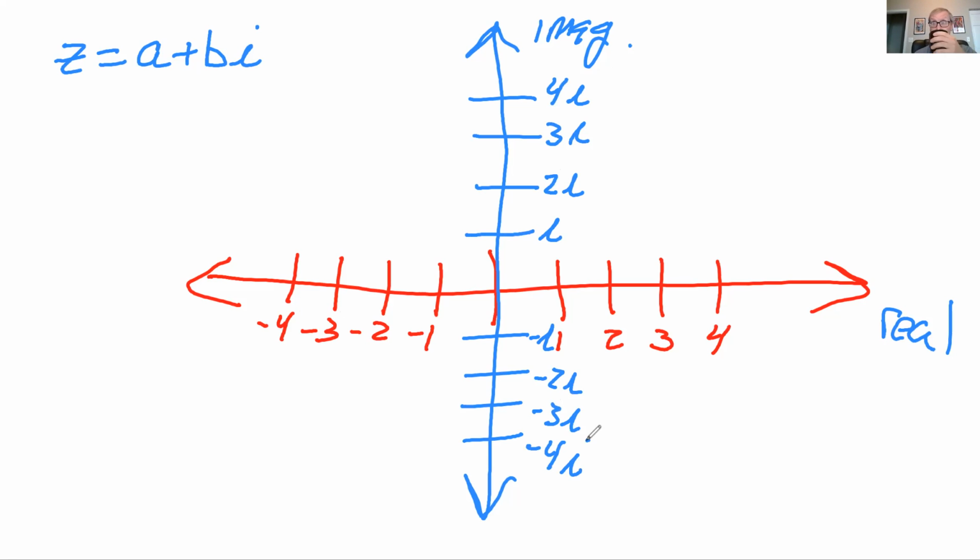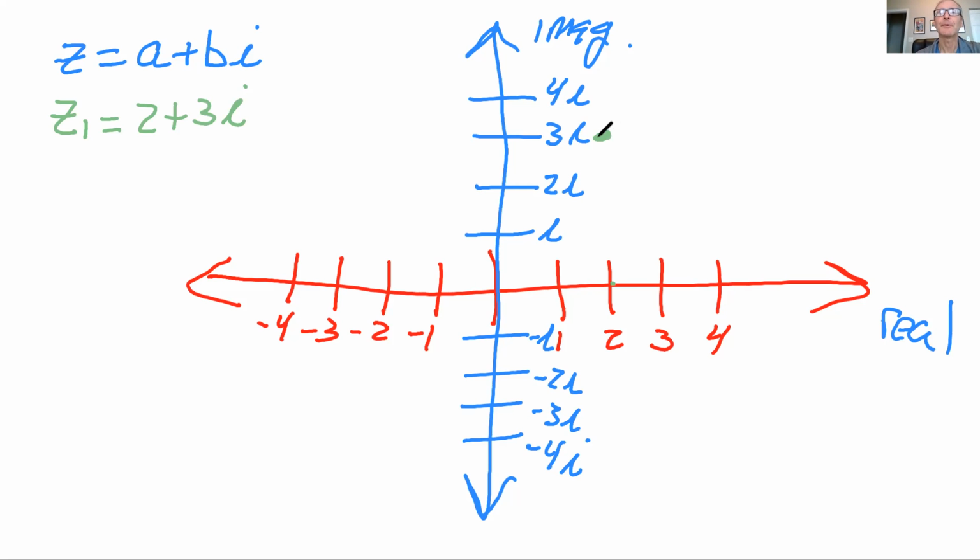So if you wanted to plot one of these, let's pick a couple to plot. Let's do the first one in green. So let's call this Z1 and let's plot 2 plus 3i. So just like you think you would do it, it's the way you do it. That's the good news. So you would go over 2 on the real, on the positive, and then up 3. So that would be right here.